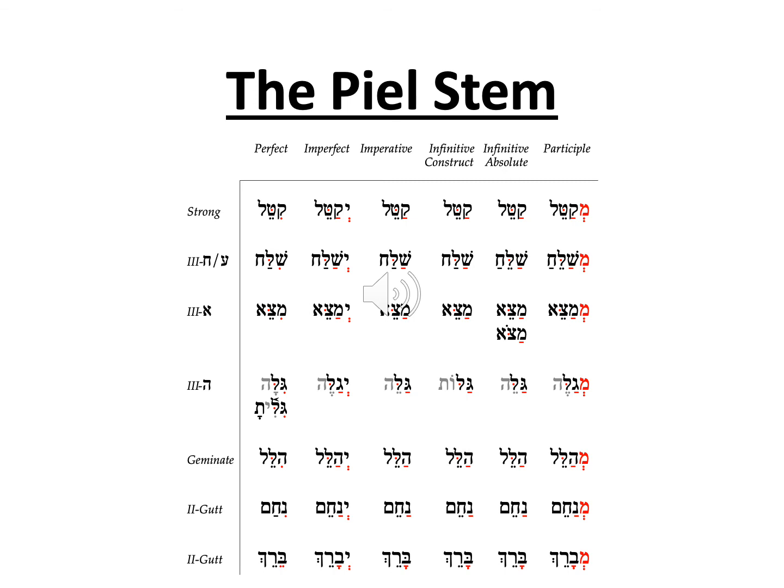Again, for those of you who prefer the whole paradigm, here is the entire chart with all of the possible weak verbs alongside the strong verb so that you can see that very few changes actually take place within the Piel stem.